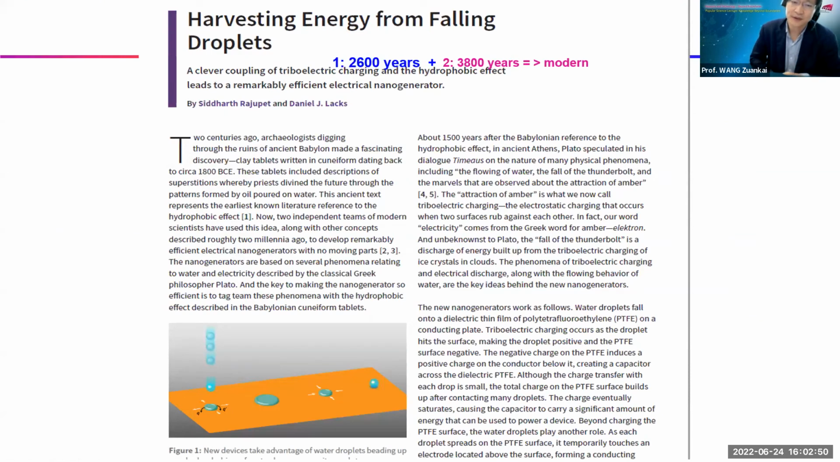As highlighted by the American Physical Society, this very simple work is a combination of two fundamental phenomena. The first one is the hydrophobic effect. That one has been there almost 4,000 years. Another one is the triboelectric effect. That one has a history of more than 2,600 years. So this is how a simple design can change the landscape of the research area.